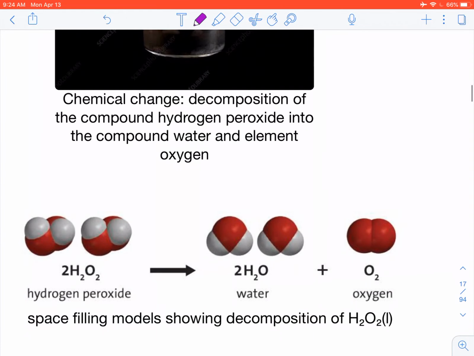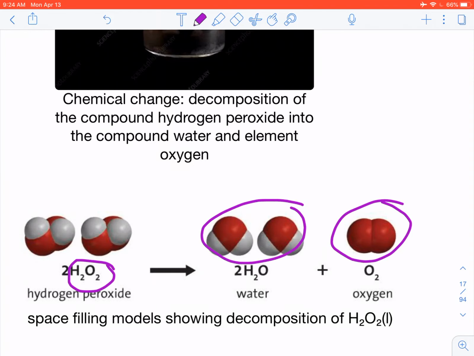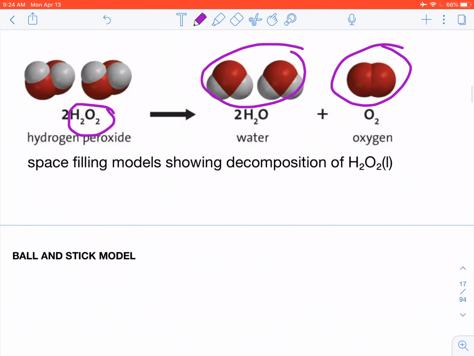Your hydrogen peroxide, the formula for it is H2O2, we know. It has just one extra oxygen and it's a completely new substance. And when that decomposes, we get water and we get oxygen. Right? And water has its own properties and oxygen has its own properties. These are the space filling models that we have dealt with already.